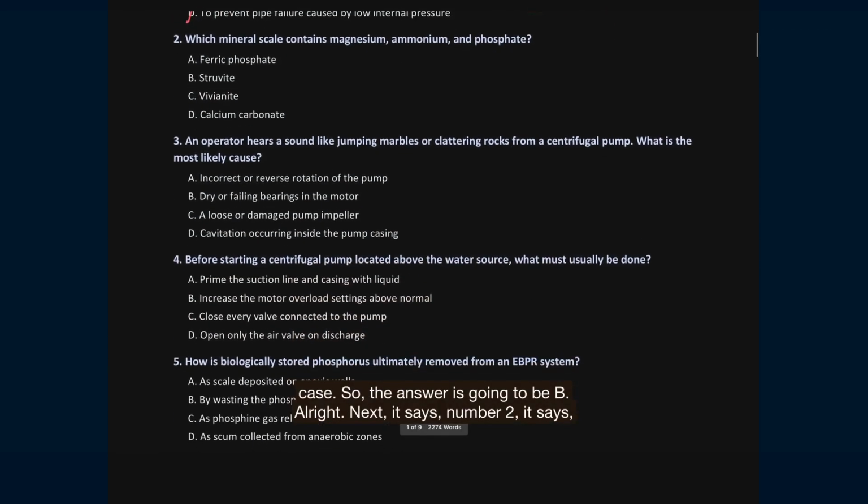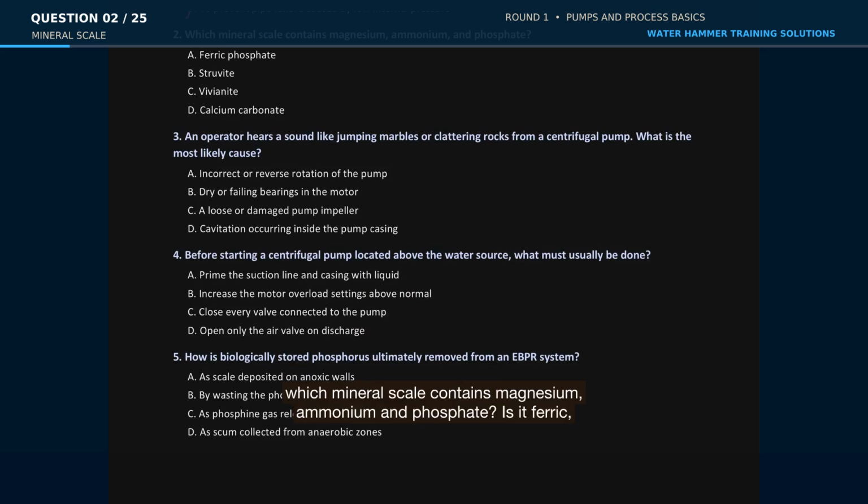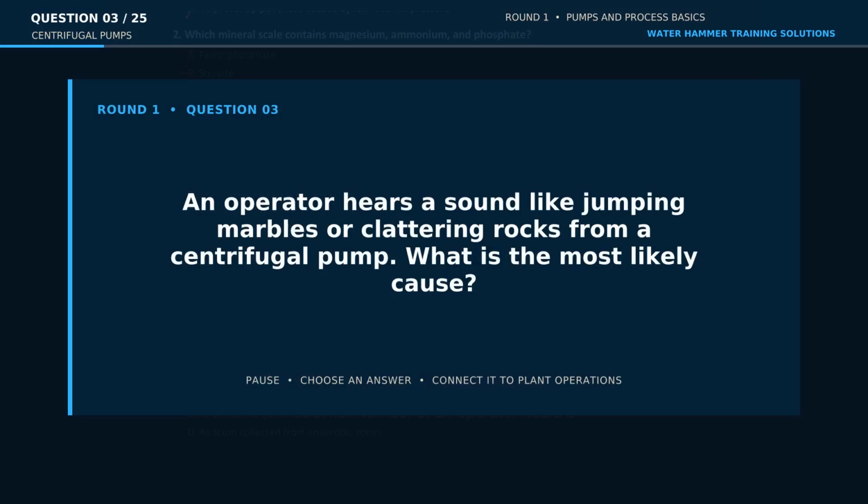All right, next, number 2. Which mineral scale contains magnesium, ammonium, and phosphate? Is it ferric phosphate? No. Is it struvite? Yes, struvite has ammonium. Is it vivianite? No. Or is it calcium carbonate? No, calcium carbonate is how alkalinity is measured. Alkalinity is generally good in wastewater, and it doesn't typically scale. So no, it's struvite.